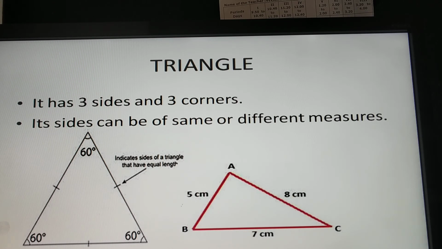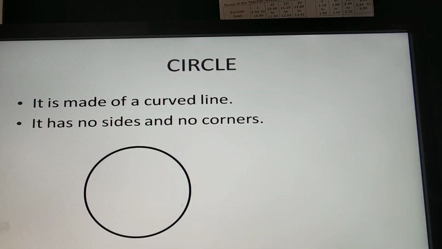So next it is circle. So what is the next? Yes, circle. So it is made up of curved lines. So circle is made up of which line, children? Yes, circle is made up of curved line. And second point, it has no sides and no corners. Yes or no? Are you seeing any sides, any corners in this circle? No. So means circle has no sides and no corners.